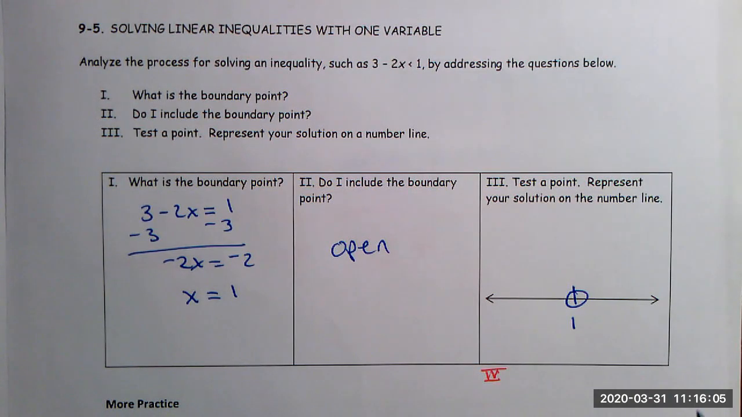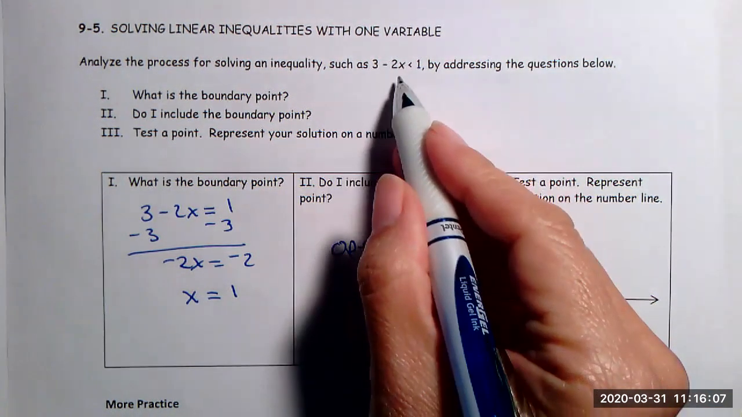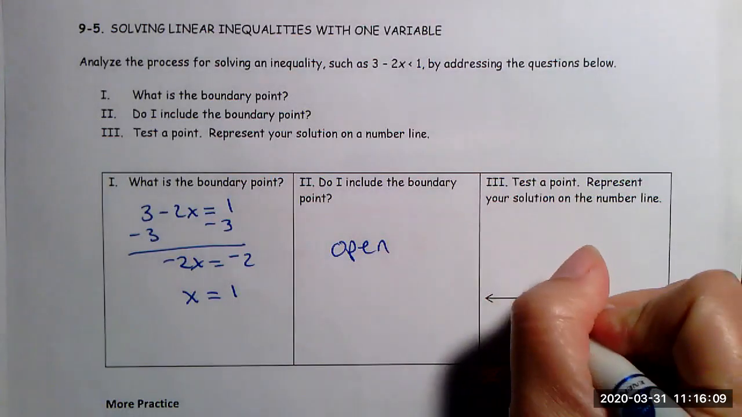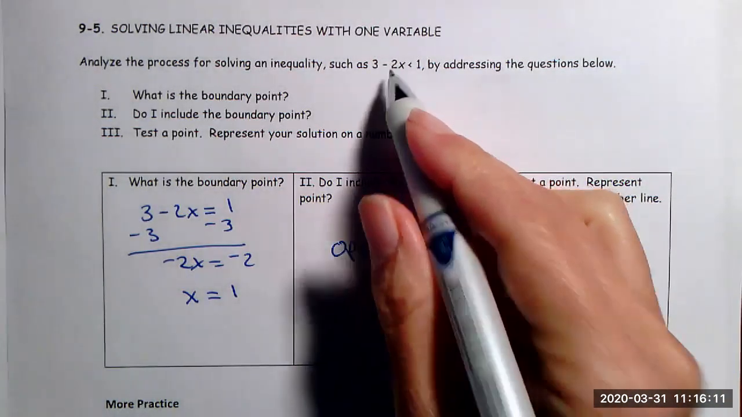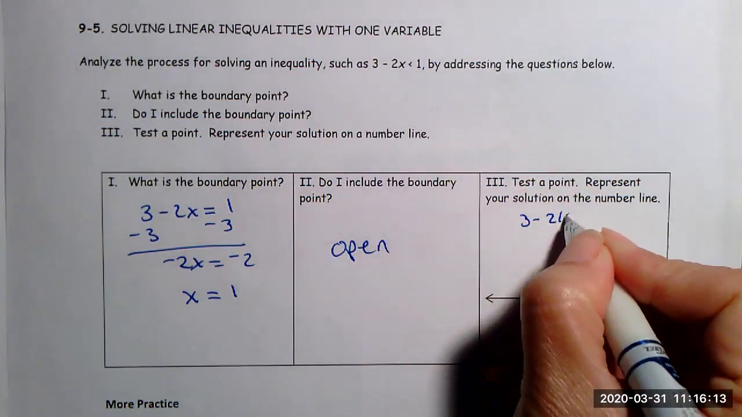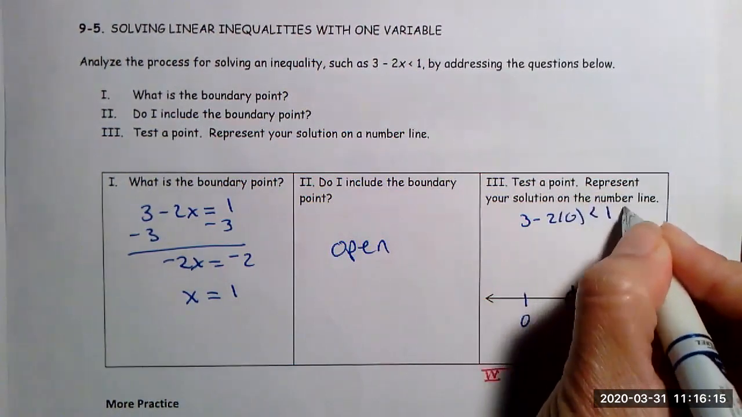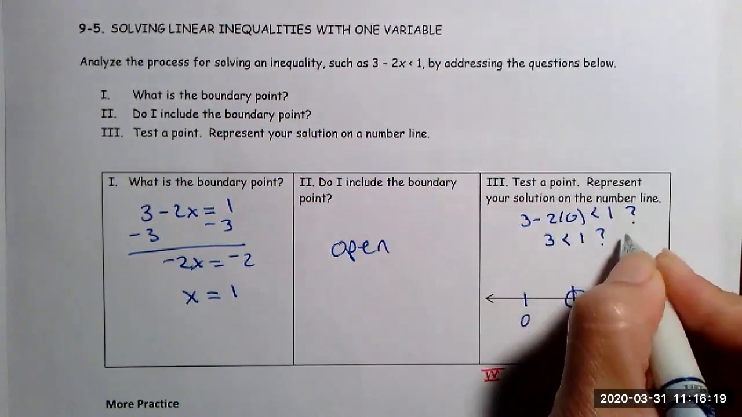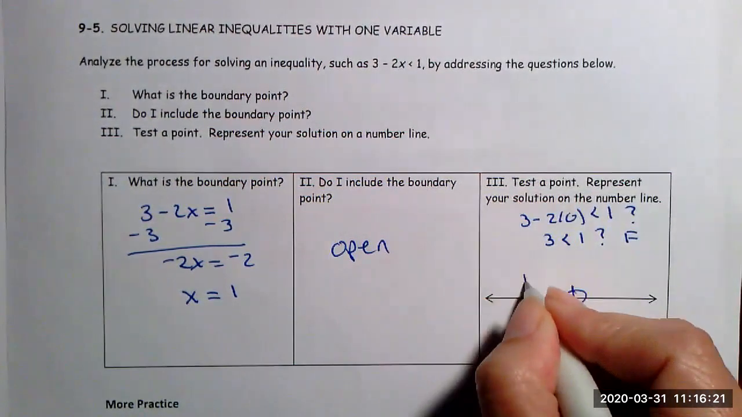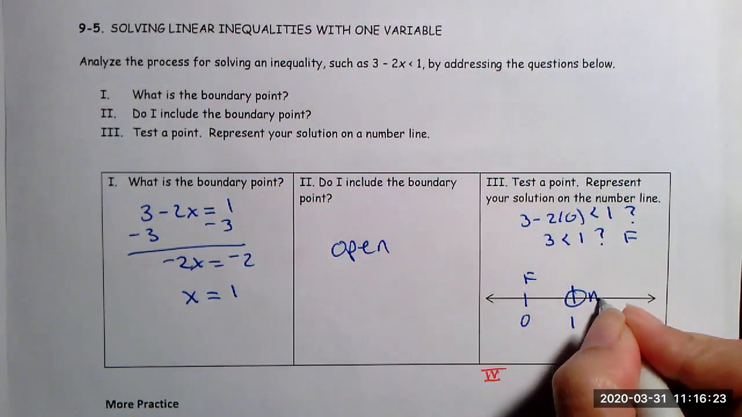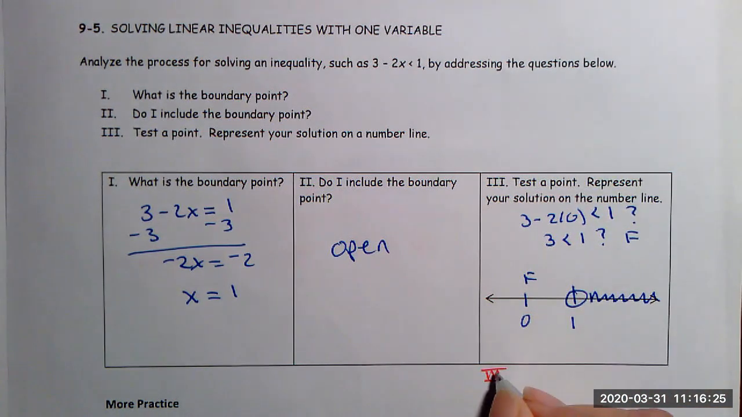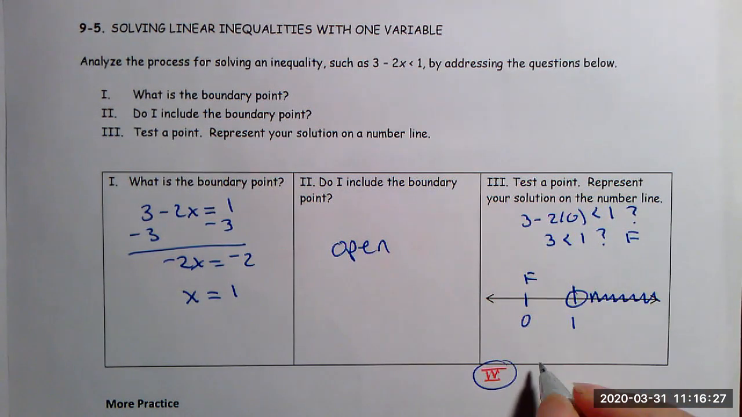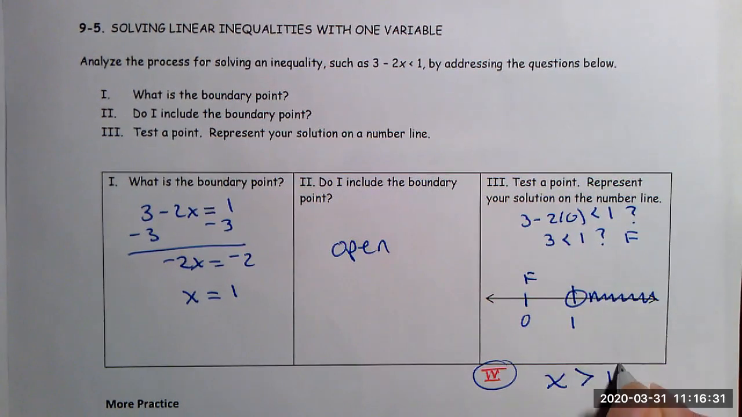All right, now I'm going to test the point. So all I have to do is test, I'm going to test 0. The 0 is right here. I'm going to test that right in there. So 3 minus 2 times 0. I'm going to ask myself, is that less than 1? Is 3 less than 1? No, that's false. So I'm going to shade this. So my final answer, and I added in just another blip right here. This is x is greater than 1.